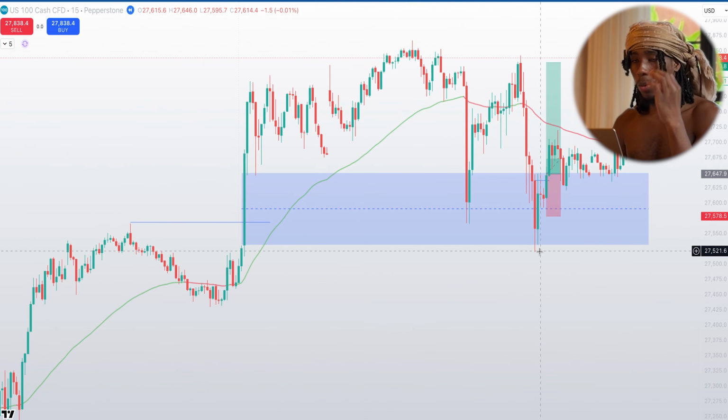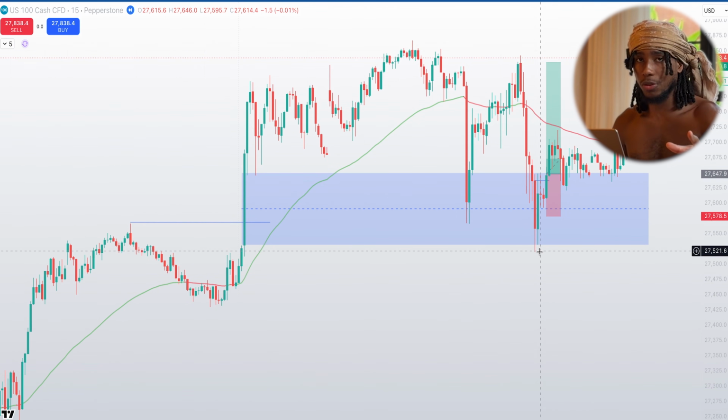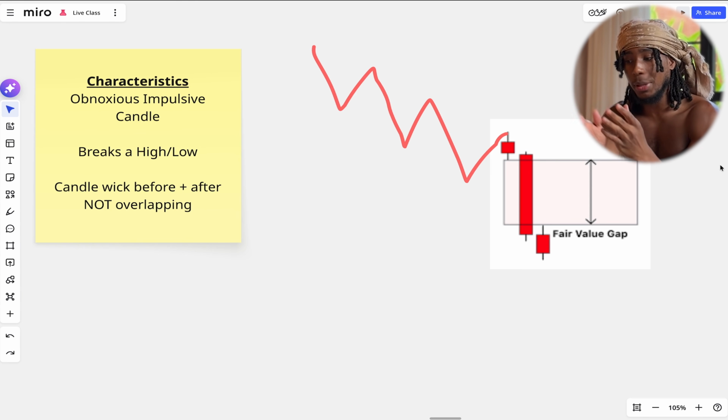Because once again, if you guys are beginners, please just use the fair value gaps in the trend direction. It'll make it so much easier for you. As you get more advanced, you can start using it for reversals and this and that. Okay? So I'm gonna show you an example of a fair value gap in a downtrend.